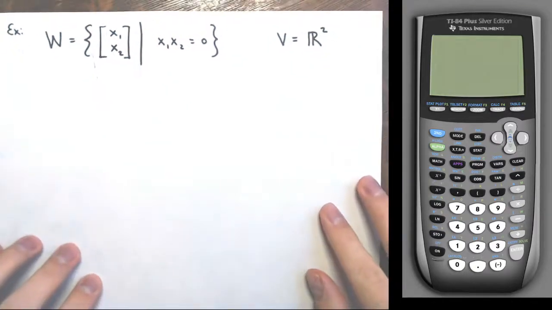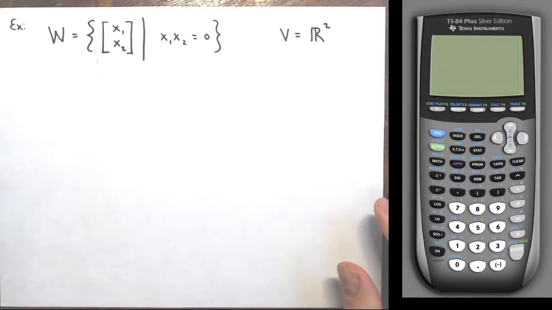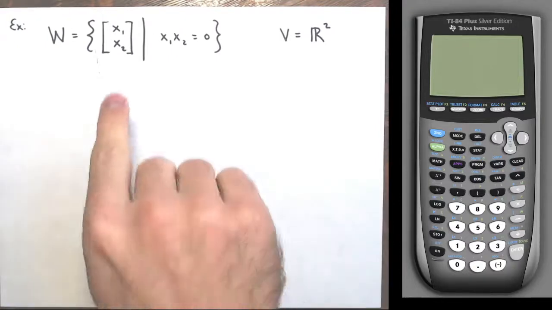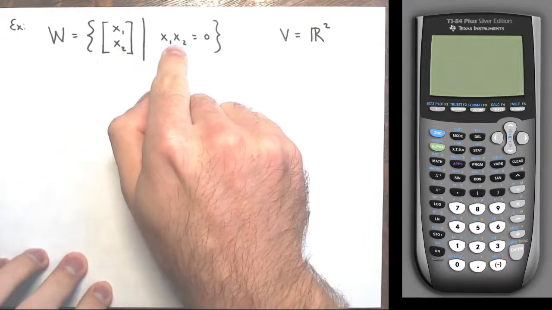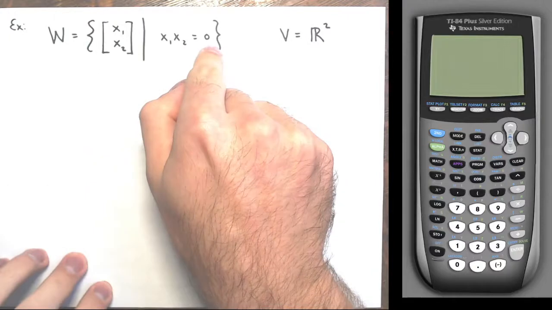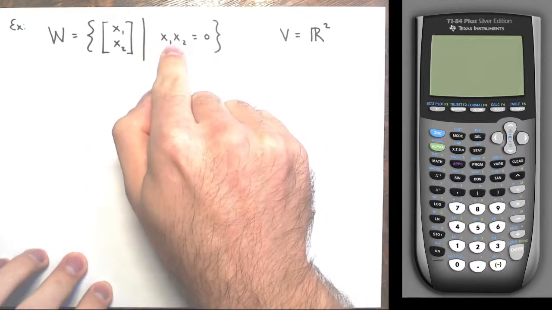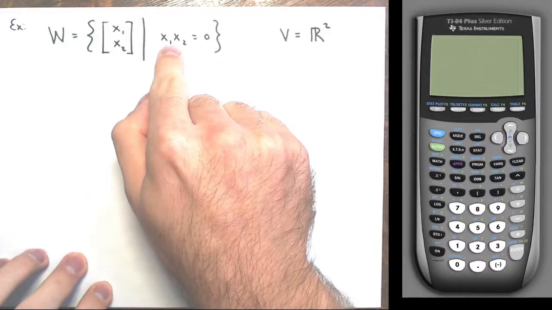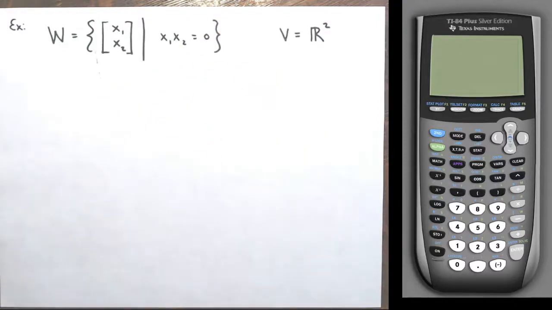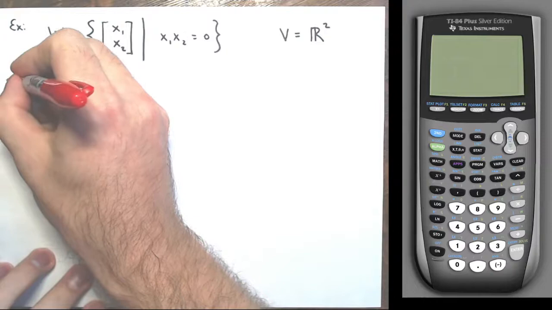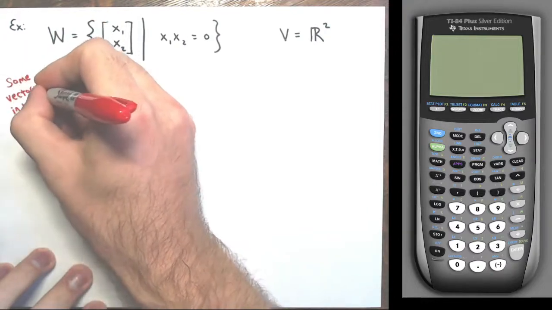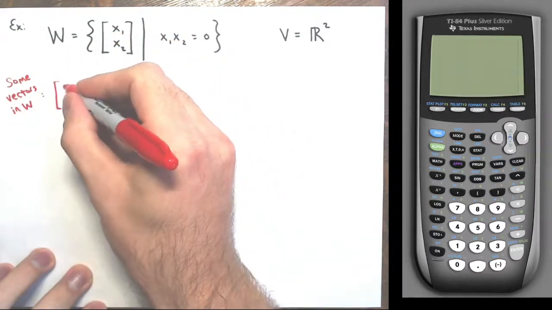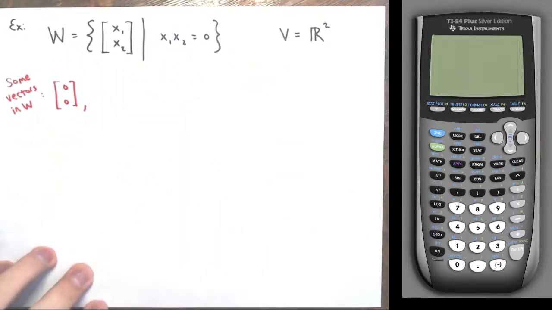All right, so how about this one? Here I have a set W, all these vectors in R2, right? It's got two components, such that the product of both components must be 0. If the product of both components must be 0, that means at least one of the components has to be 0, right? I'm not proving anything yet, but can I think of some vectors in W? Obviously the 0 vector would be in there, which is great. We want that.